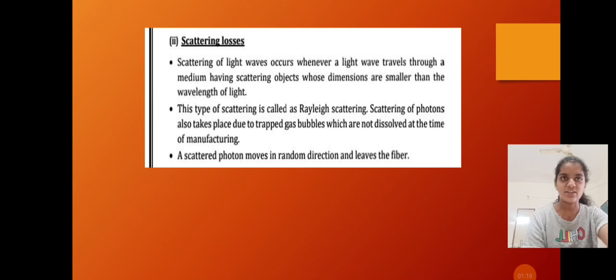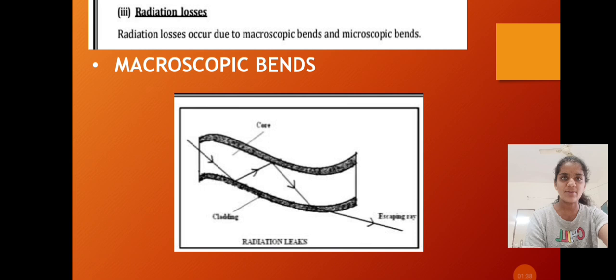Second one is scattering losses. Scattering of light wave occurs whenever a light wave travels through a medium having scattering objects whose dimensions are smaller than the wavelength of light. This type of scattering is called as Rayleigh scattering. Scattering of photons also takes place due to trapped gas bubbles which are not dissolved at the time of manufacturing. A scattered photon moves in random direction and leaves the fiber.